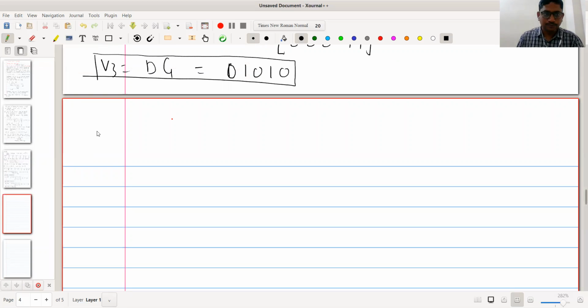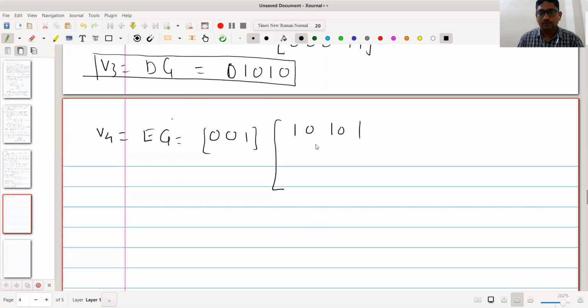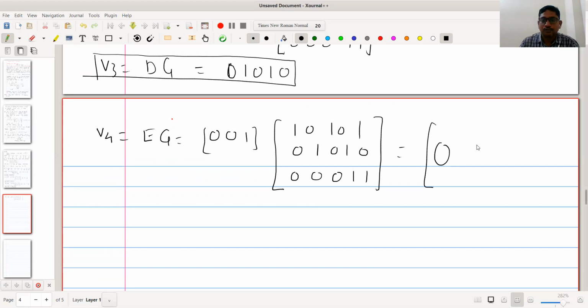Next, V4. I write it as the next element, E into G. What is E? E is 0 0 1. So write E, and the G matrix is 1 0 1 0 1 0 1 0 1 0 0 0 0 1 1. So this product we need to perform. The first two elements are 0, so you get 0 0 0 1 1 like this. You can check this. So E is encoded as V4, and it is this.